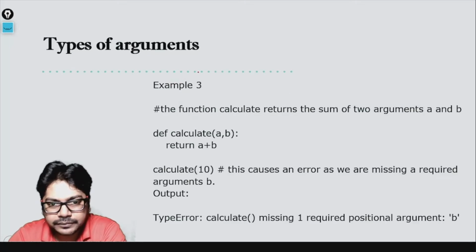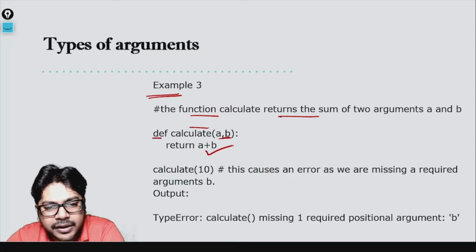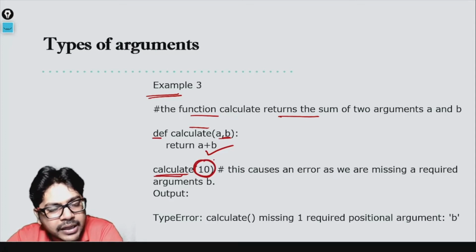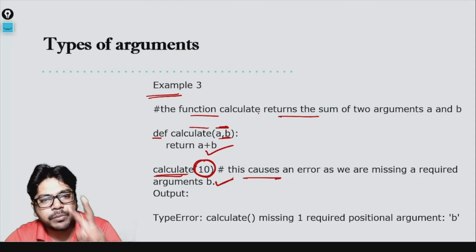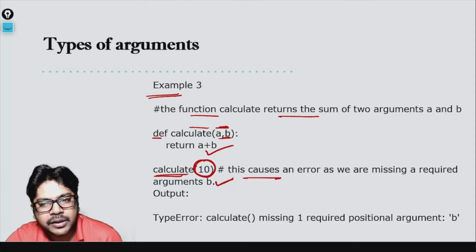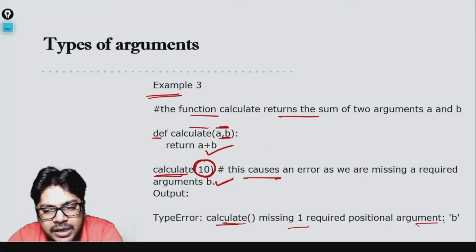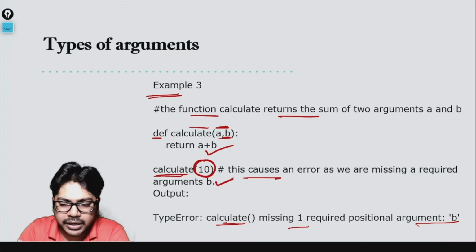Okay, look at another example. The function calculate returns the sum of two arguments a and b. Here we have def calculate a comma b, and we are returning a plus b. While calling the function, we are writing just one argument, and the other argument is missing. This will cause an error because we are missing a required argument. You already mentioned that you need two parameters, but you are giving only one. So you get the message: calculate missing one required positional argument b, which we have already seen. So I'm not going to make this program now.